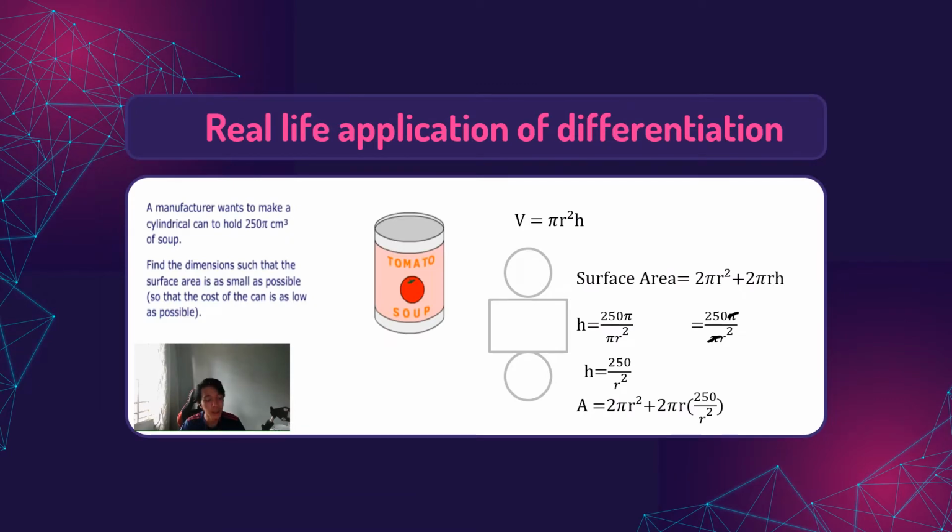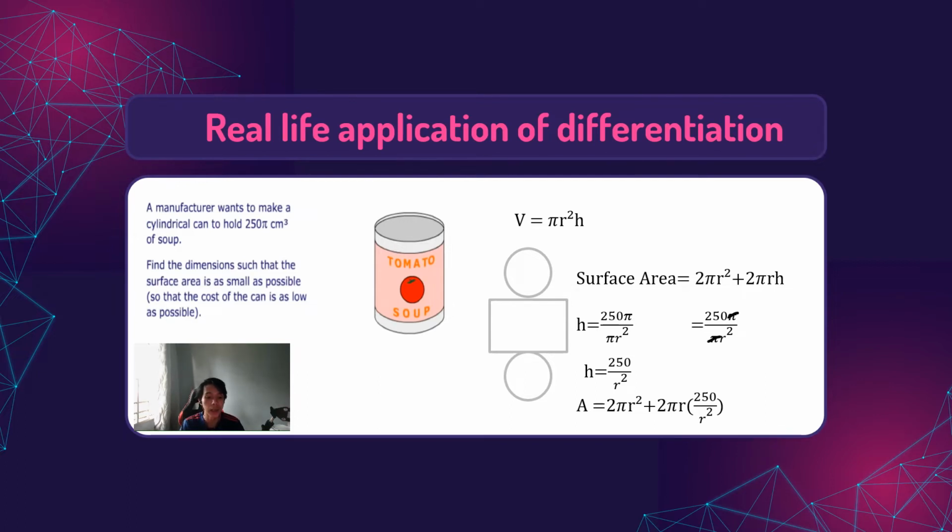Thank you, Iskandar, and now I will show how a person would use this equation from the question. Let's say a manufacturer wants to make a cylindrical can to hold 250 pi centimeters squared of soup. We need to find the dimensions such that the surface area is as small as possible so that the cost of the can is also as low as possible. Now, let's start with the formula of volume for cylinders, which is pi r squared h.